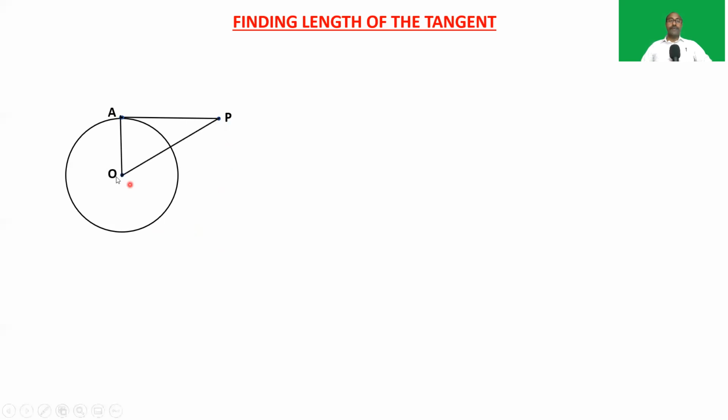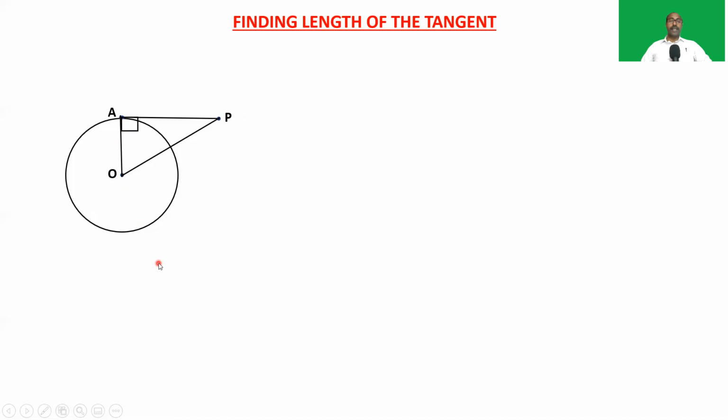Now, let us know how to find the length of the tangent. Here we have a circle with center O and P is a point outside the circle. And now the line drawn from P touching the circle at A, that is PA, is the tangent to the circle, and then OA is the radius and OP is the line segment. Now we can say that PA is perpendicular to OA.